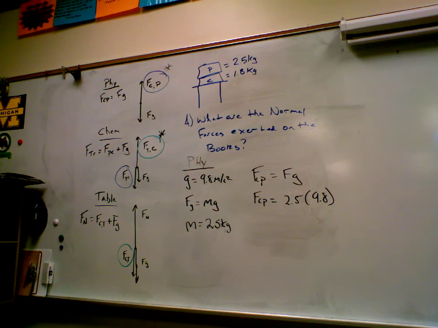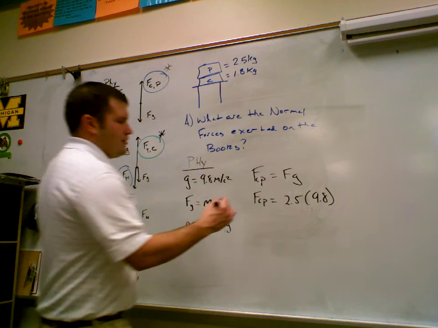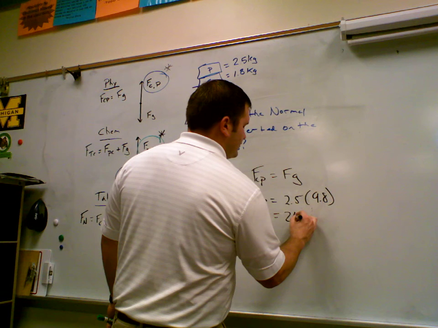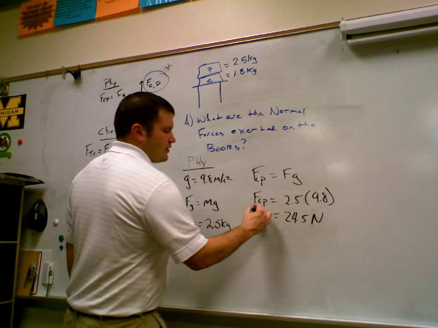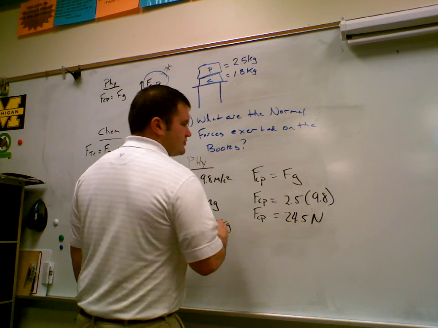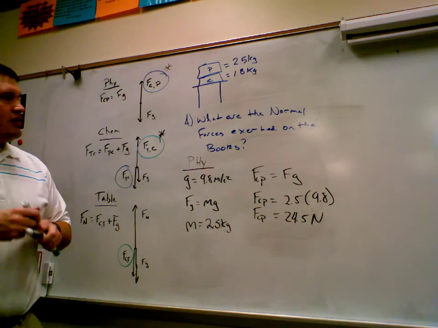So 2.5 times 9.8, what is that? 24.5 Newtons. Right? Does that make sense? Yeah. Okay. Now, let's look at the chemistry book.